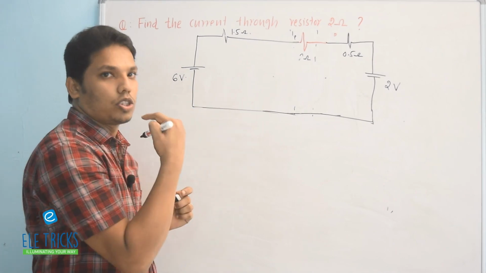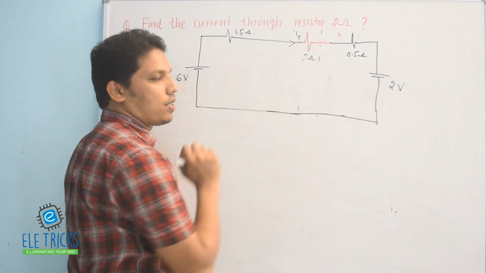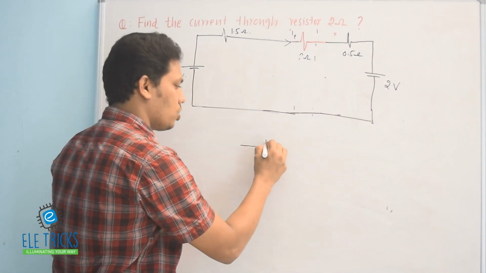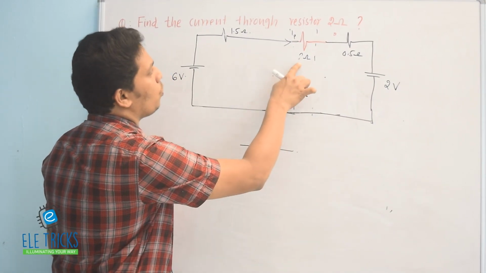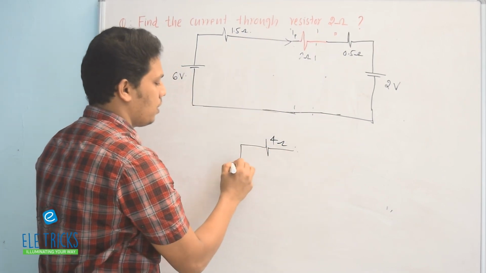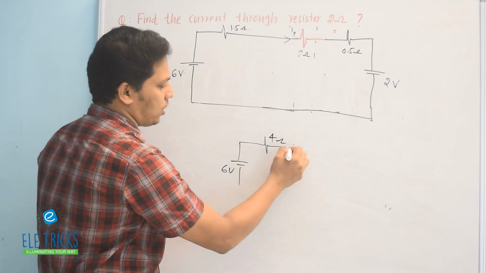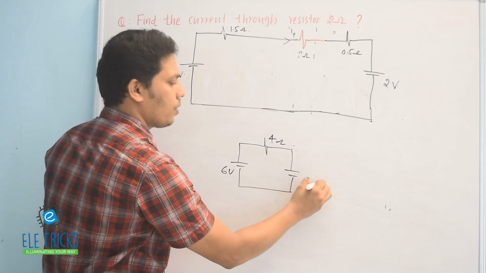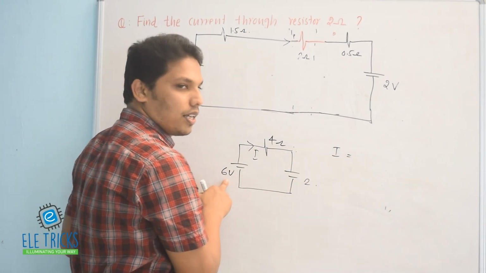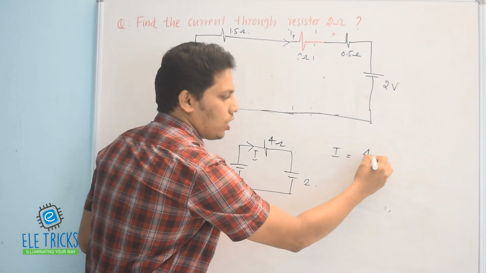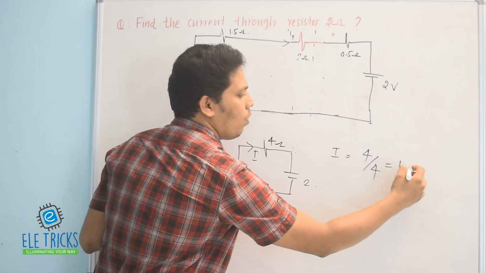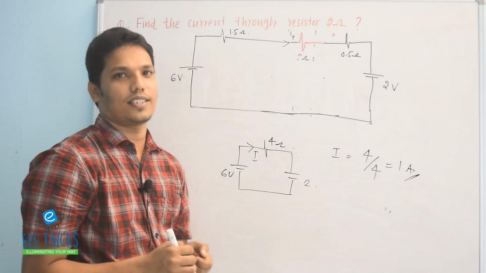See, my question is to find the current through the 2 ohm resistance. These 3 resistors are connected in series, so the equivalent is 2 plus 1.5, 3.5, plus 0.5, equal to 4 ohm. The voltage is 6 volt here and 2 volt here. So what is the current? Current I is equal to the potential difference, 6 minus 2, that is 4, divided by the resistance 4, that is equal to 1 ampere. That is the right answer.